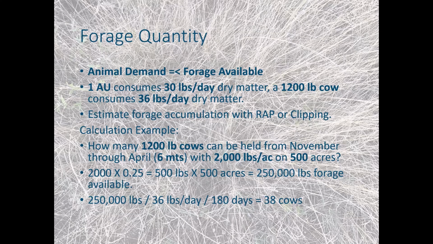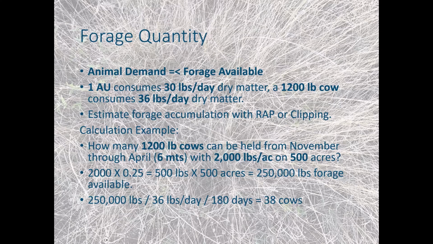Then we can estimate the amount of forage out there on the landscape, either by clipping. We're not going to go through that in detail today because we don't have the time, but we can clip forage, dry it, weigh it, and estimate how much forage we have out there, or we can use some online tools available to us like the Rangeland Analysis Platform, and that'll give us a decent idea of how much forage is out there on the landscape. So here's just an example, the bottom part of this slide, on how to calculate that.